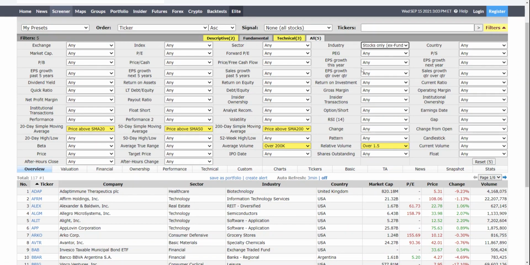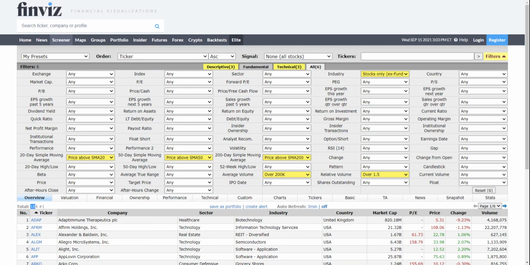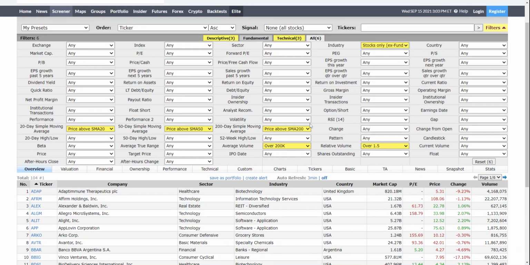I will go with stocks only too. I don't think it will change things dramatically, but that's what I like to do. I just go in the industry and change it to stocks only. Then, what are we going to be doing?